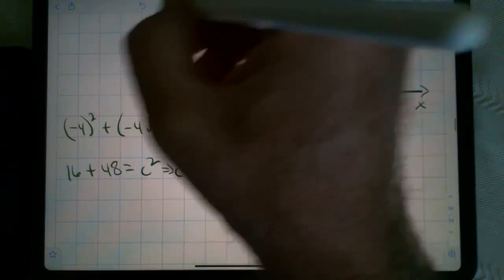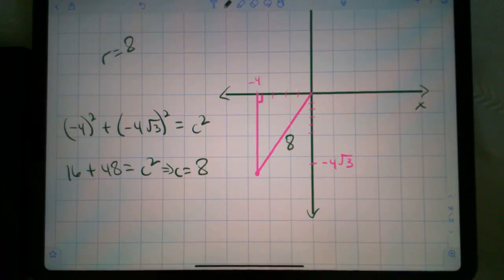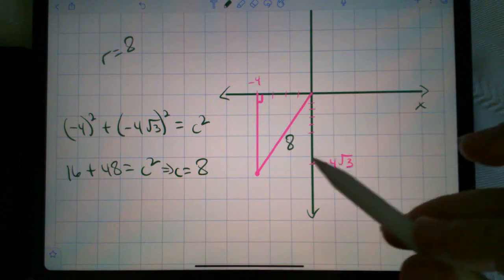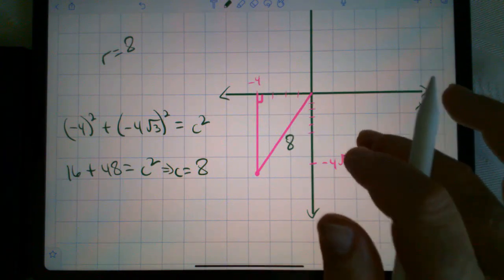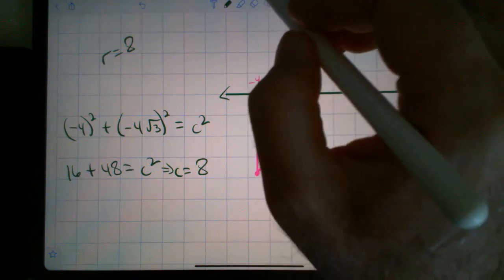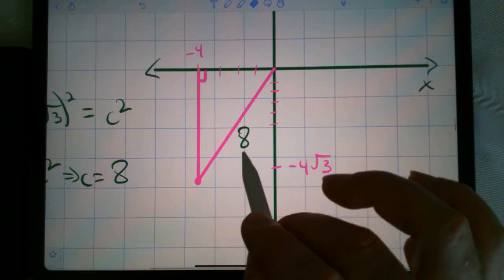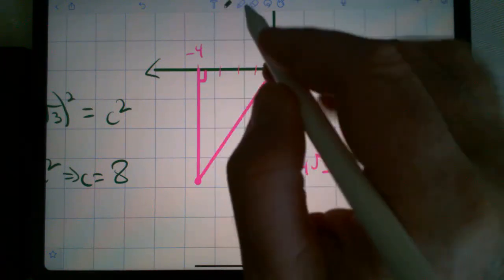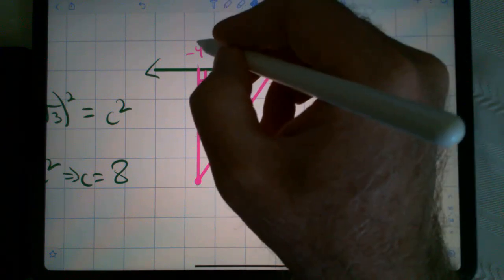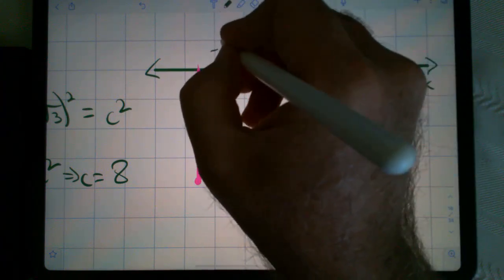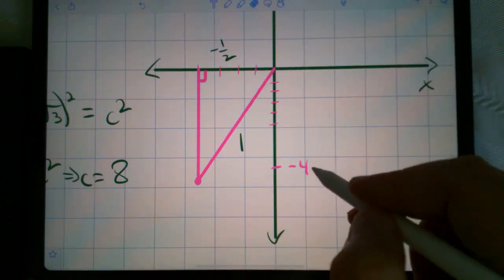So here the r is equal to 8. And if I were to divide everything by 8, that turns this into a 1. -4 by 8, -1/2, and this by 8.